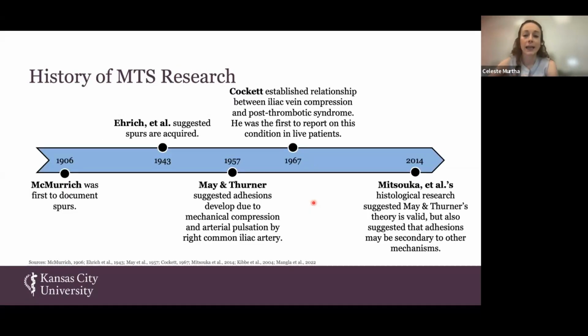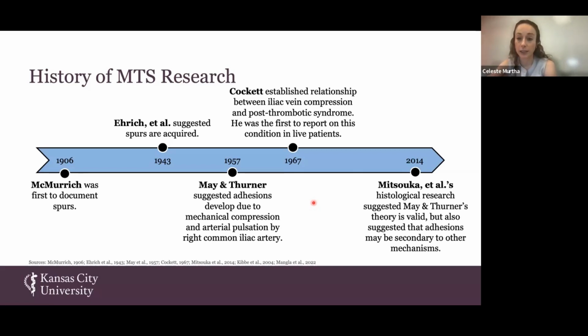Okay, I want to highlight a couple of other major markers in the May-Thurner research landscape so that you guys can all understand how my research fits in. So in 1906, I mentioned Dr. McMurrich was the first to document spurs. About 35 years later, Dr. Ehrich and his colleagues came along and they actually suggested that spurs are acquired versus what McMurrich had thought, congenital. And Dr. Ehrich thought this because all of the spurs that he observed within that left common iliac vein were occurring at the point that the right common iliac artery crossed over it.